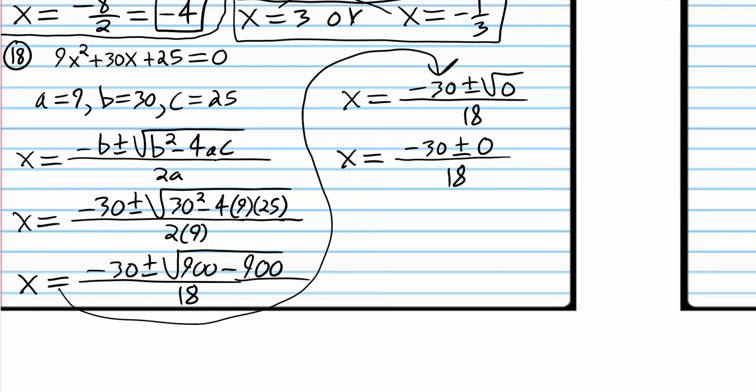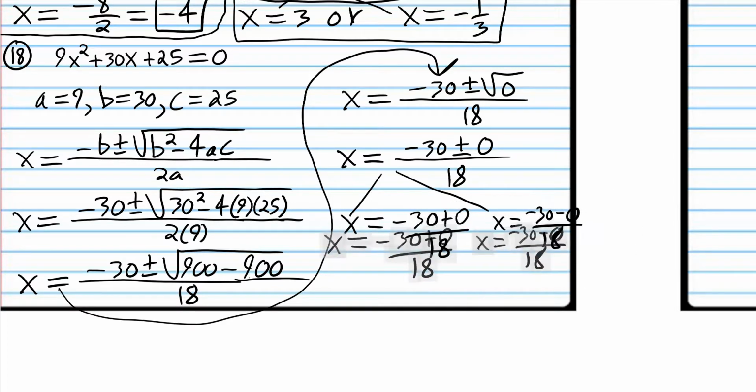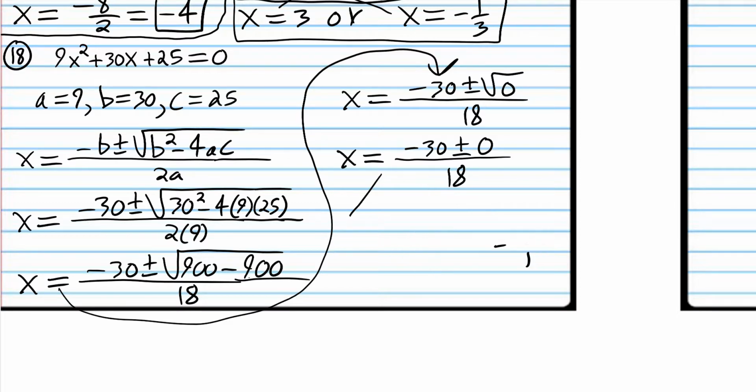And I might just demonstrate that here. So again, we have -30 plus 0 over 18, and we have -30 minus 0 over 18. So again, this is just going to give you the same answer. You're going to get -30 over 18. So you don't have to write both of those. So we're just going to write x equals -30 over 18.